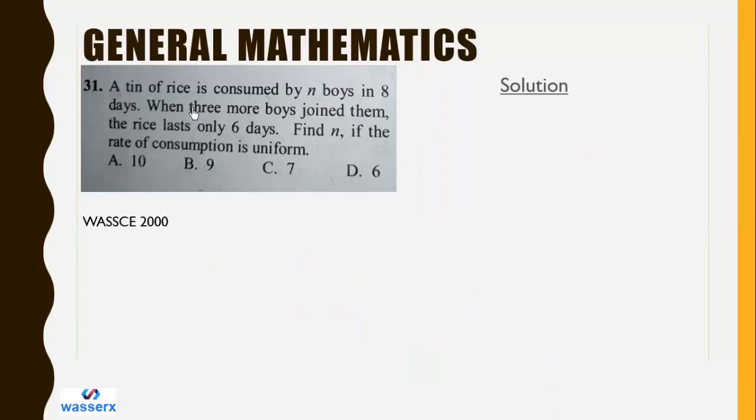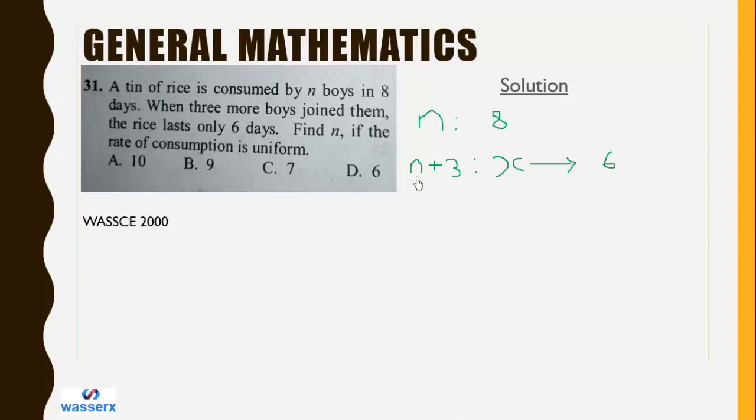A tin of rice is consumed by n boys in 8 days. When 3 more boys join them, the rice lasts only 6 days. Find n if the rate of consumption is uniform. So from the question, n corresponds to 8 and n plus 3 corresponds to 6. But let's make it x, and we know this x is actually 6.